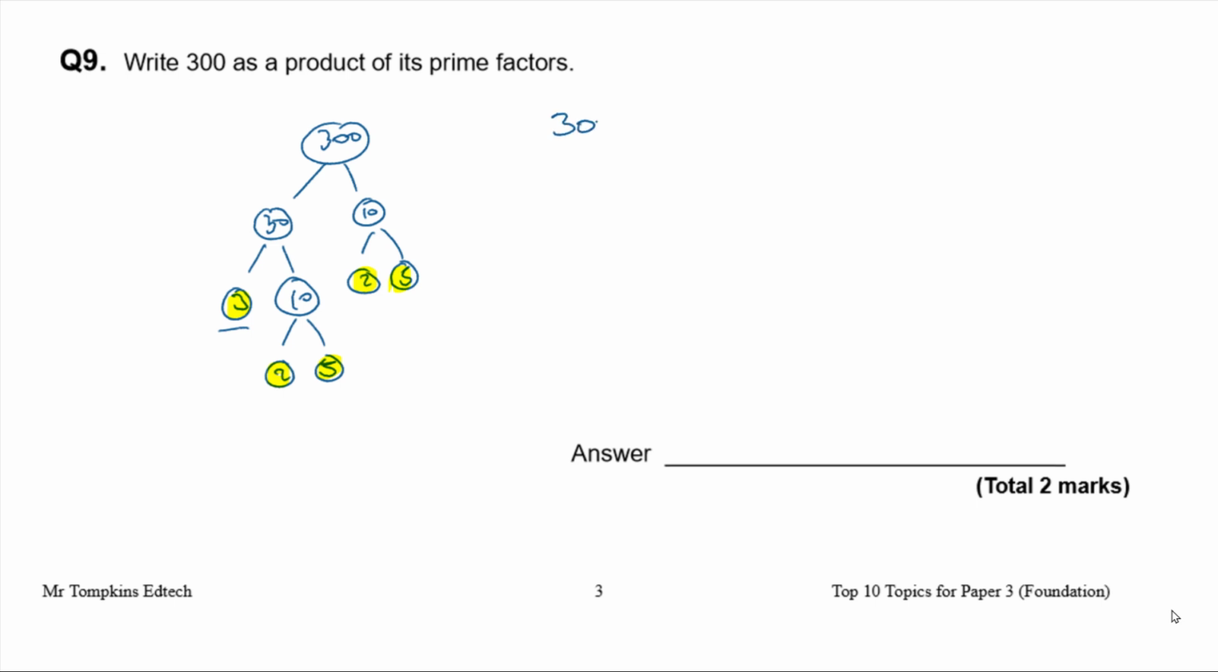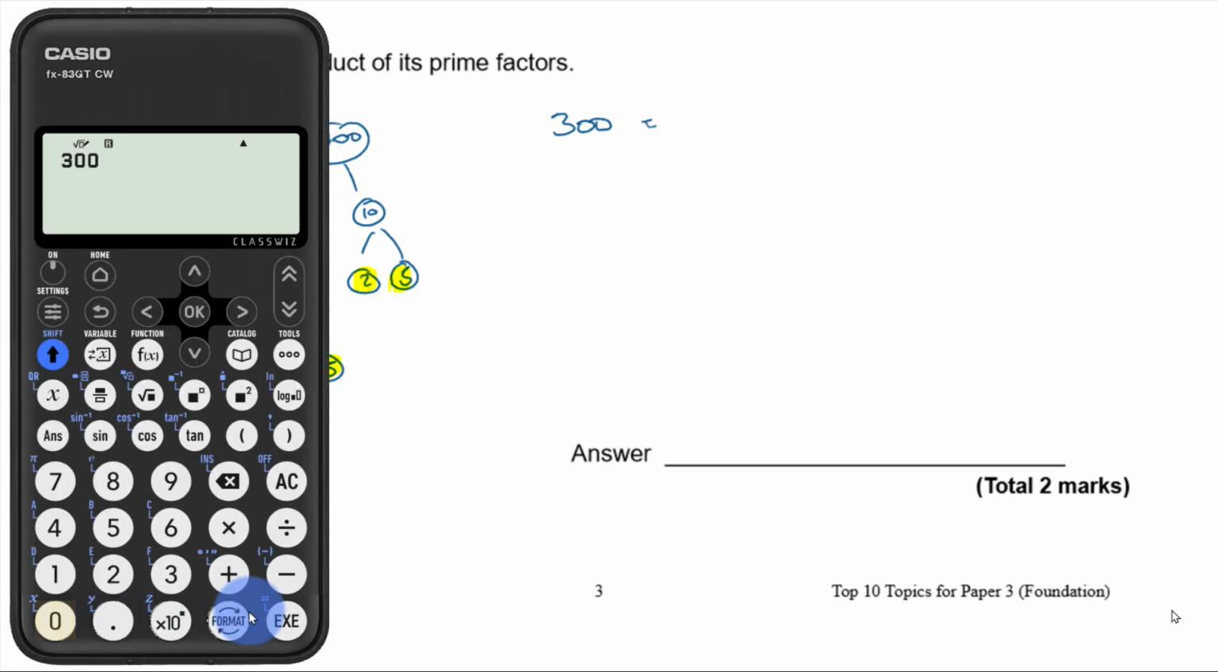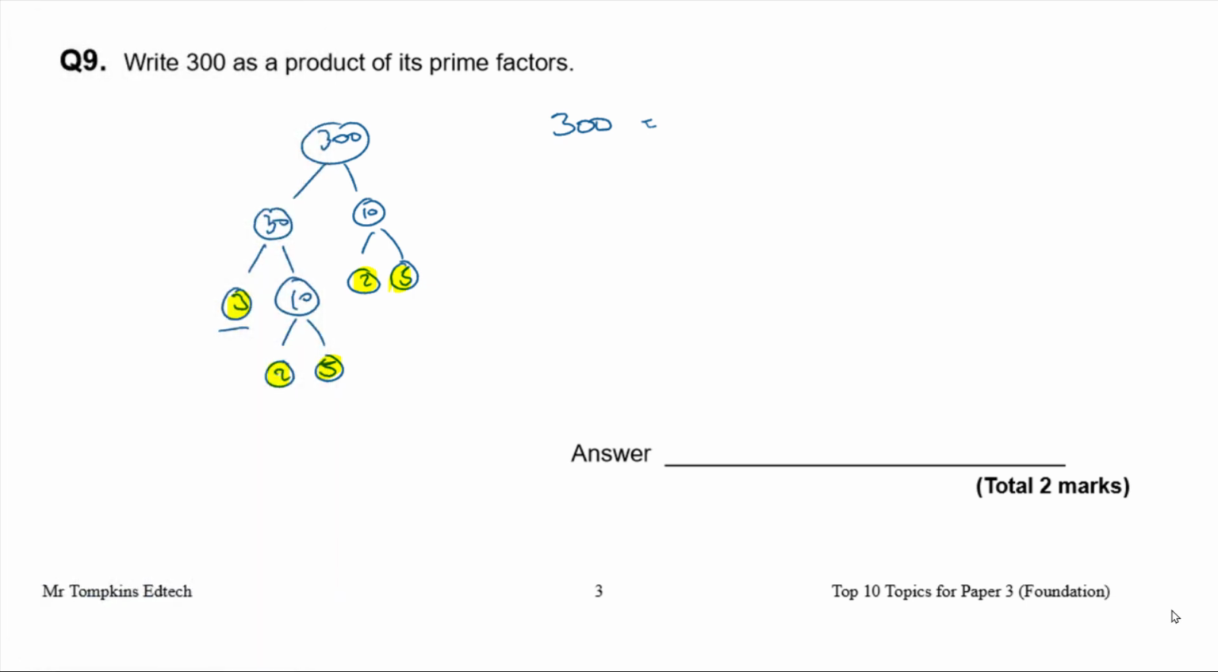So that's going to be 2 times 2 times 3 times 5 times 5. However, if you've got the calculator, much easier just to type it in. 300 equals, and then if you've got the old calculator, shift and then fact, or if you've got the newer one, you can just go down and press the format key and then select prime factors, and that's going to give it to you as a product of its prime factors, which is 2 squared times 3 times 5 squared. Now you can either write it out long, as 2 times 2 times 3 times 5 times 5 in this case, or you can write it in index form. Sometimes it specifically asks for index form, so you do need to write it that way if it asks. Okay, so 2 squared times 3 times 5 squared is my answer.